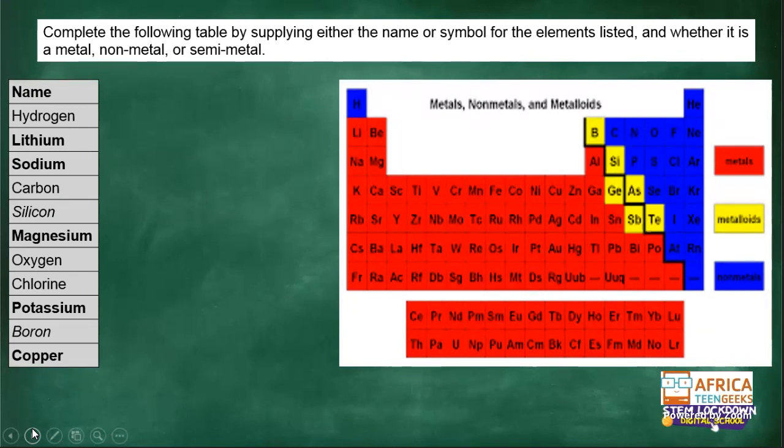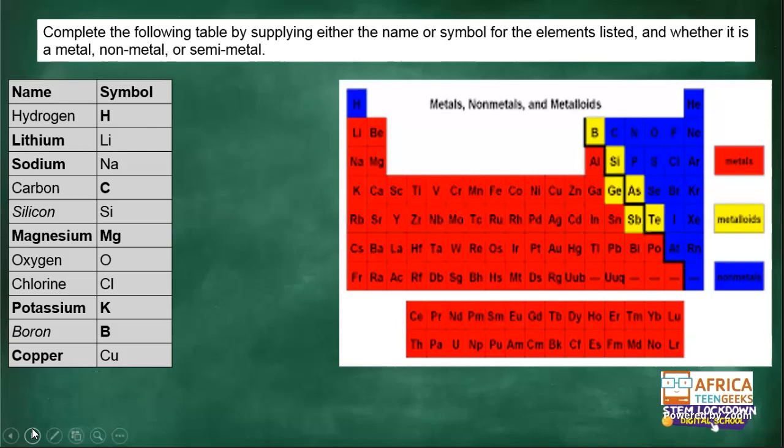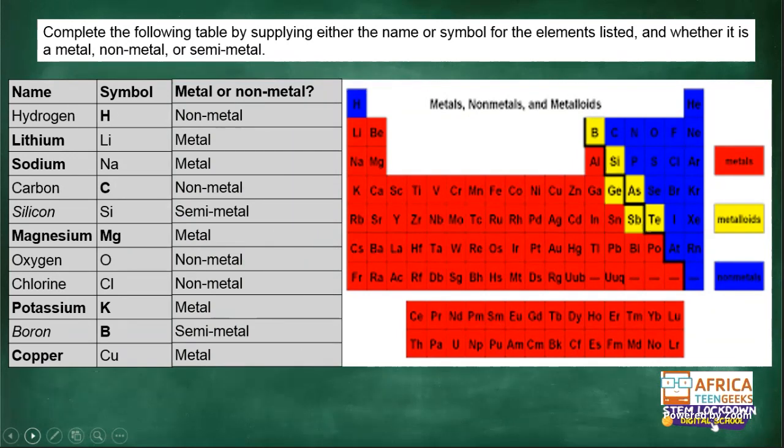And copper. What's the symbol for copper? C is carbon, and copper is a metal, and copper is Cu. Capital letter C and small letter u. So note that when we're writing the symbols, the first letter is always capitalized, and then the second letter is a small letter. And we have them being metals, non-metals, and semi-metals, as you have correctly stated. Very proud of you. Well done for that.